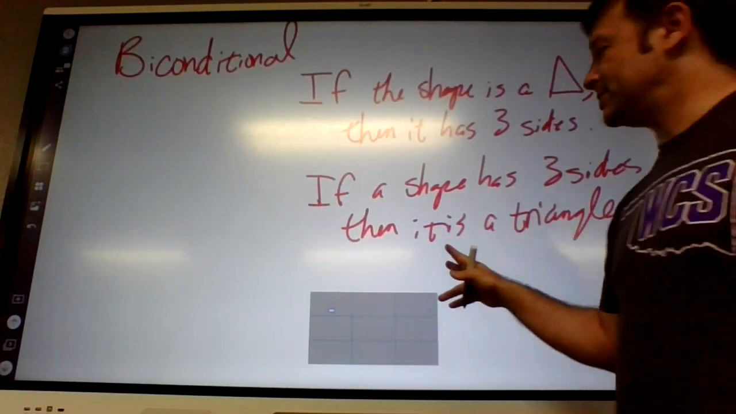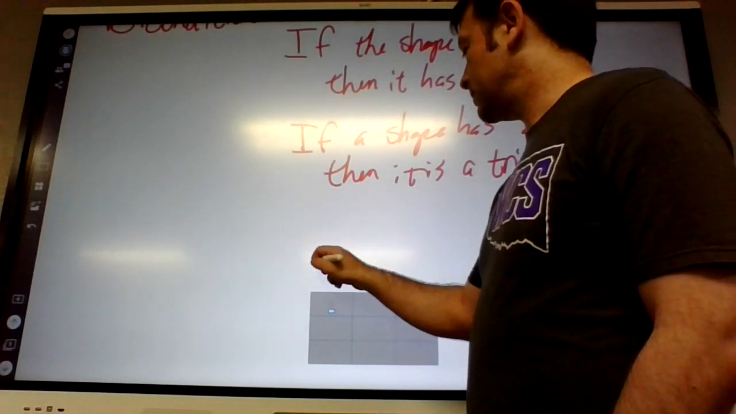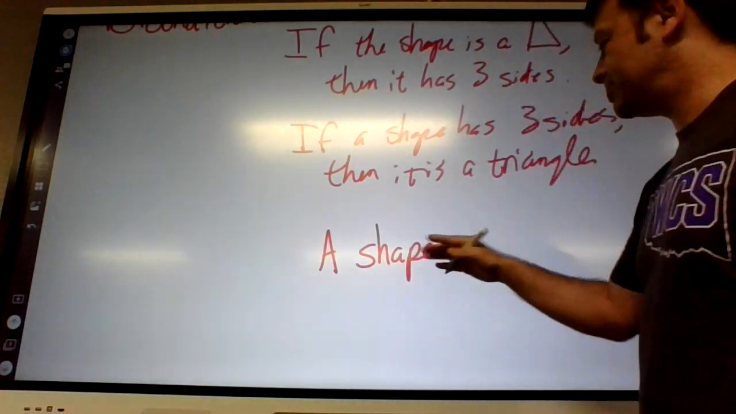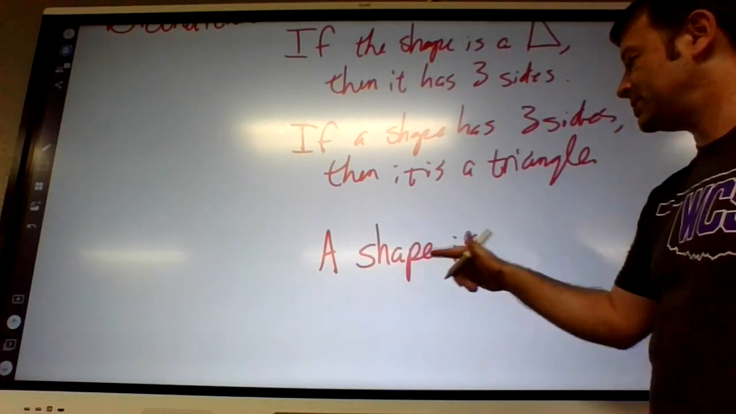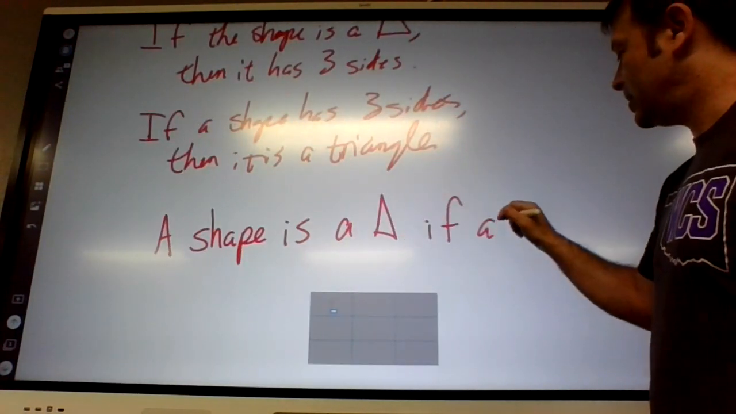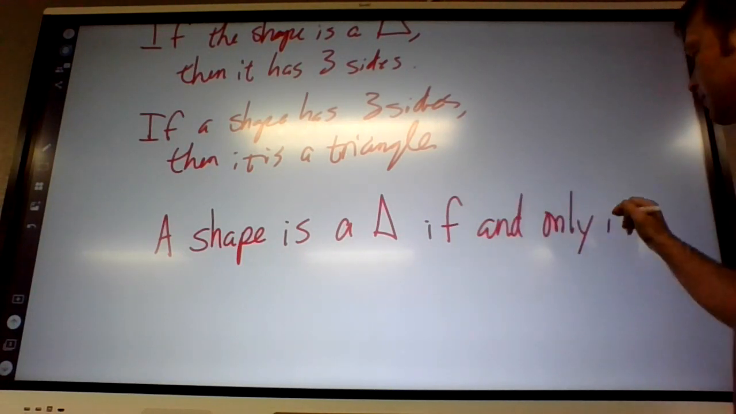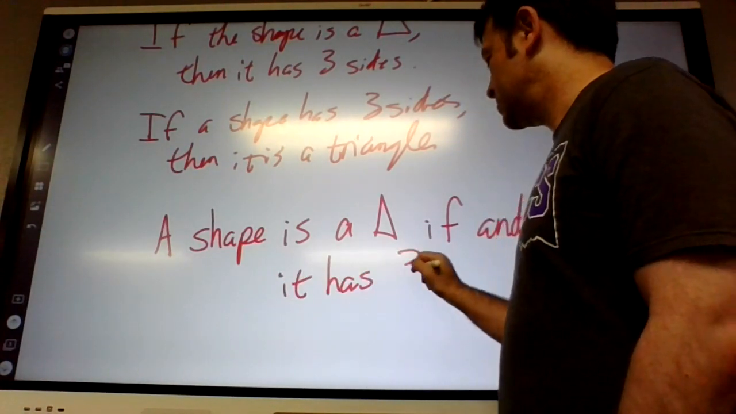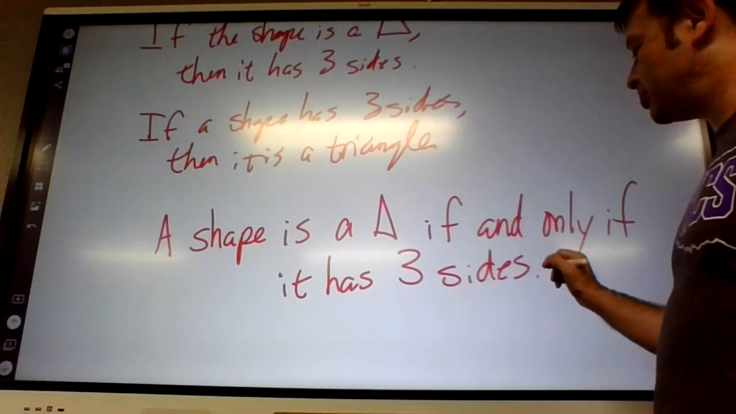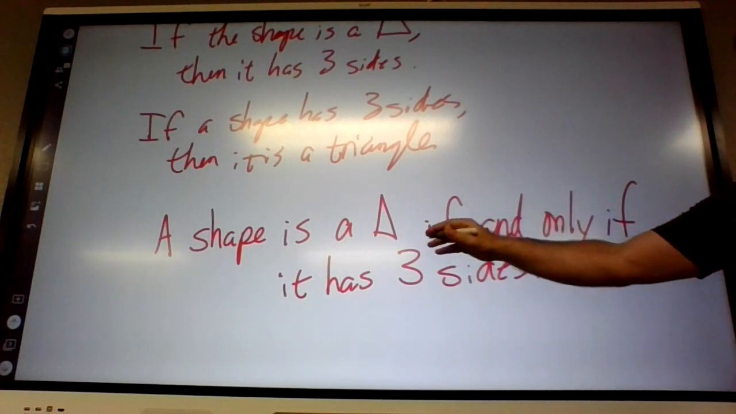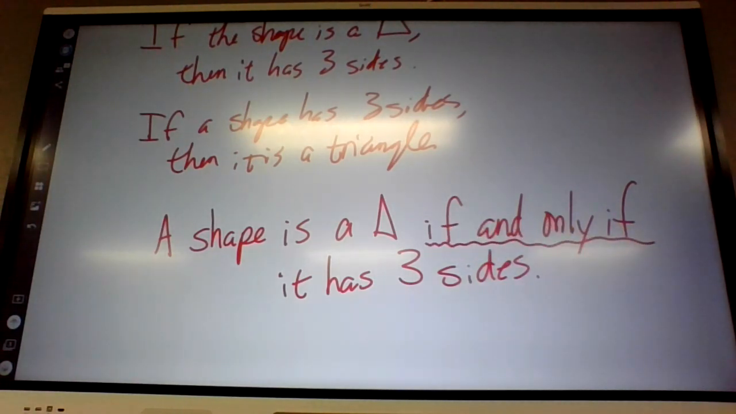You can write it in one sentence. A shape is a triangle. So notice I didn't start off with if. I just said a shape is a triangle if and only if it has three sides. So this basically means it has to go both ways. Like triangles have three sides, three-sided shapes are triangles. So if and only if connects the two clauses instead of putting an if at the beginning.